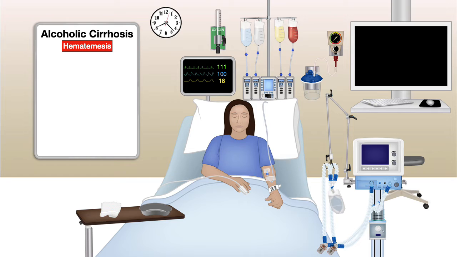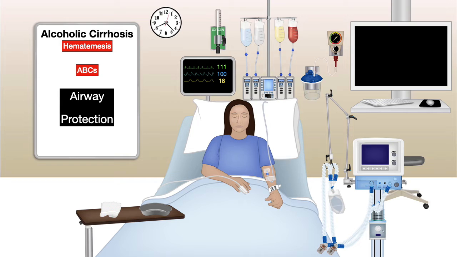So, when you go to the bedside, keep in mind ABCs of resuscitation: airway, breathing, and circulation. And when a patient with cirrhosis comes in with hematemesis, it's important to keep in mind whether that patient requires airway protection or not. And how do you figure out that?